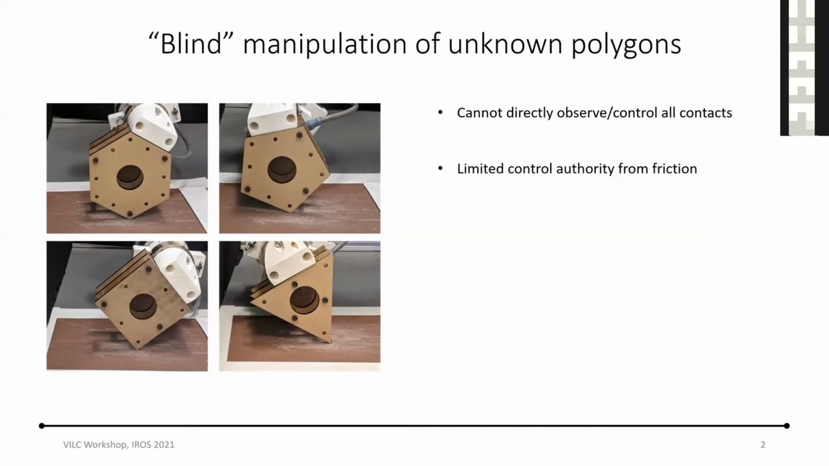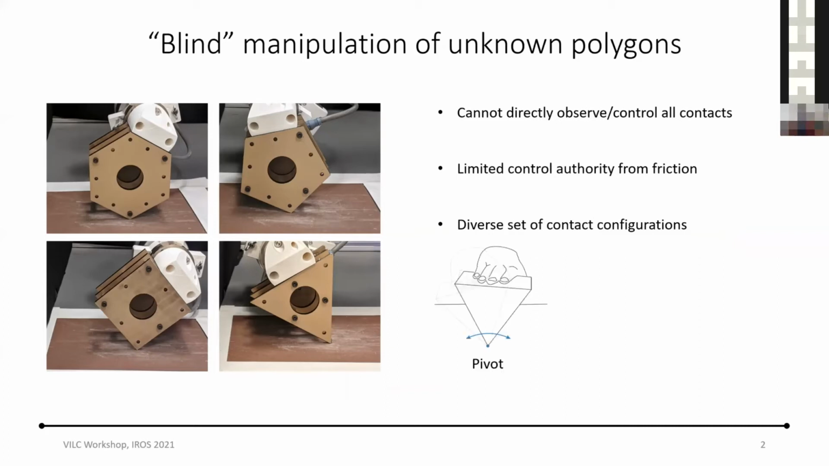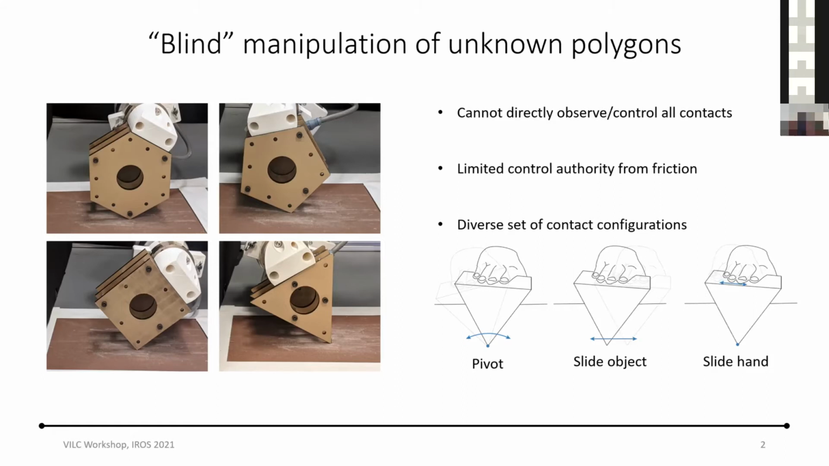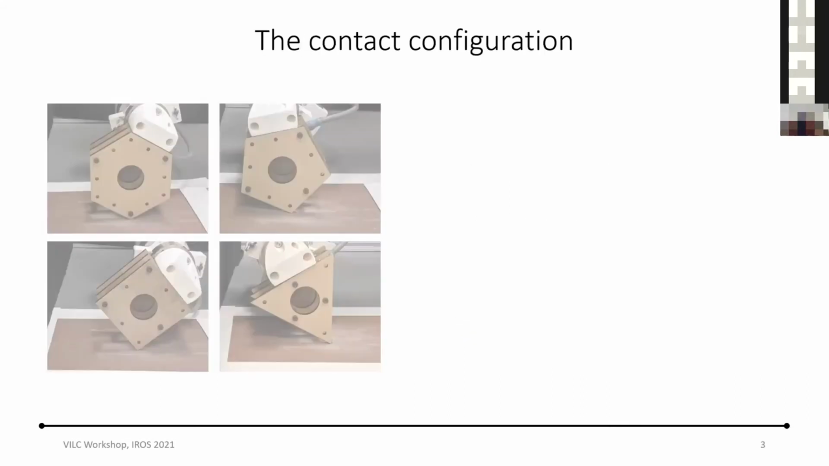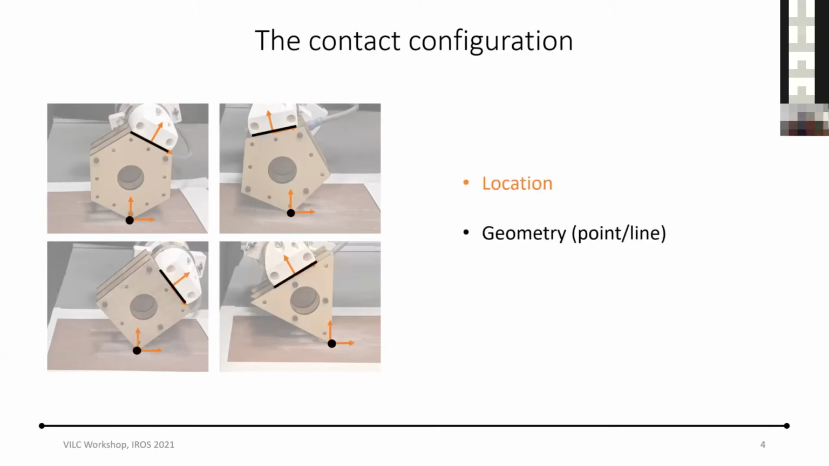And lastly, even in this simple system, you have a diverse set of what I'm going to call contact configurations, which lead to different types of manipulations. So here you can pivot about a fixed point contact, or you can slide the object along the ground, or you can slide your hand along the object. And so we manipulate these blind objects. Instead of thinking about the center of mass trajectory of the object or the shape, we think about estimating and regulating what we call the contact configuration, which is just the location, geometry, so in this case, point or line, and mode, in this case, sticking or slipping, of all the contacts between the robot, object, and environment.